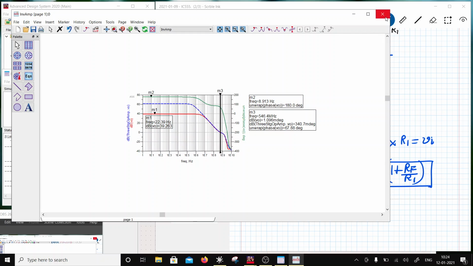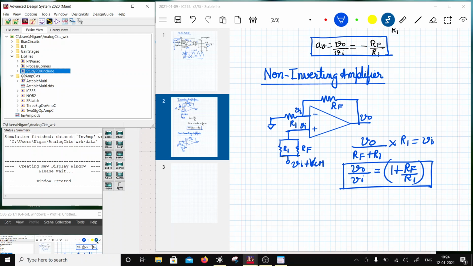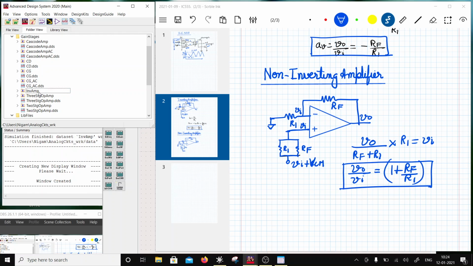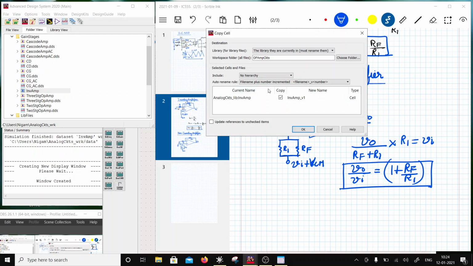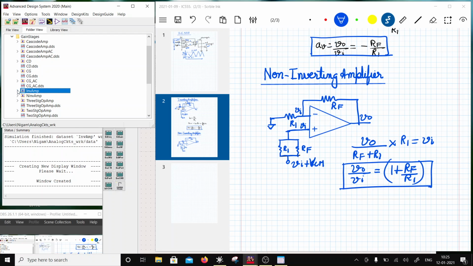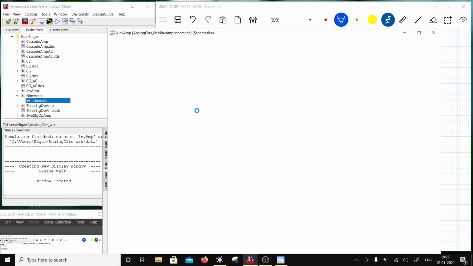Now I am going to just make a copy of this. So where did I create it? Inverting amplifier, where did it go? In gain stages, maybe. Yes, so I'll make a copy of it, copy cell, and I will call it a non-inverting amplifier, NI, and this goes under gain stages. Okay, so I have the non-inverting amplifier over here.